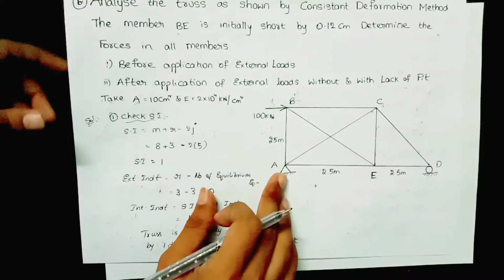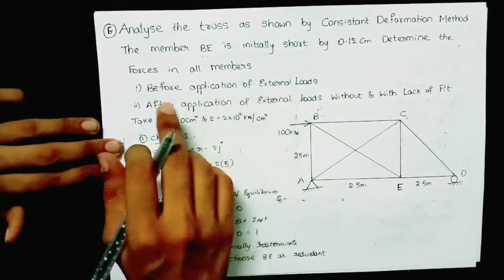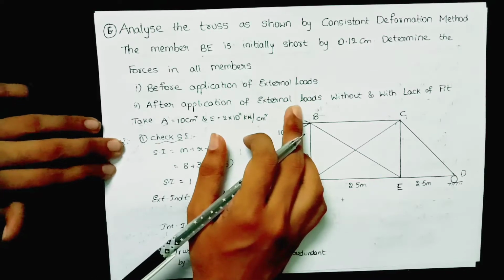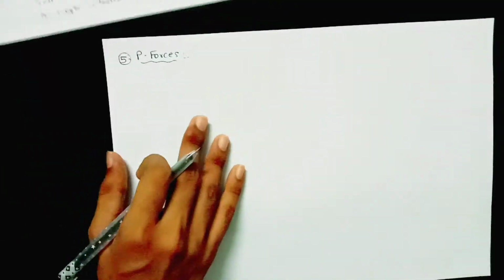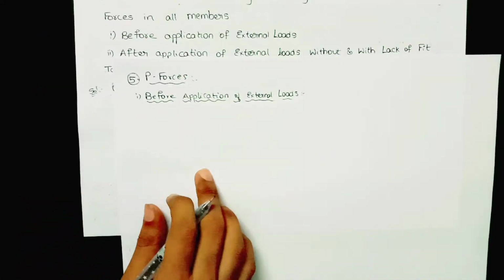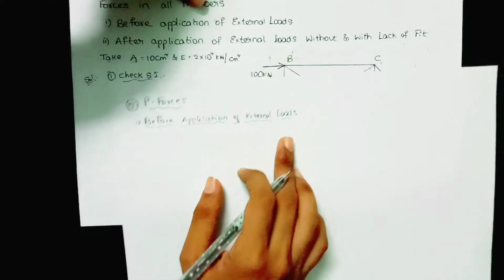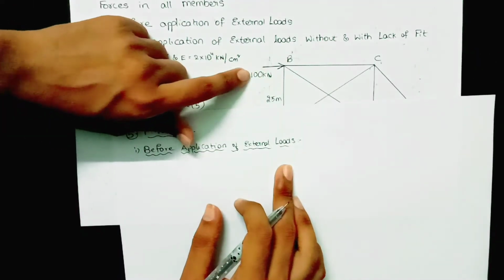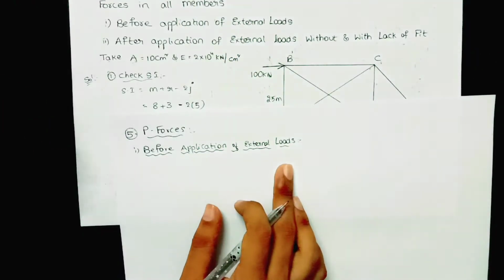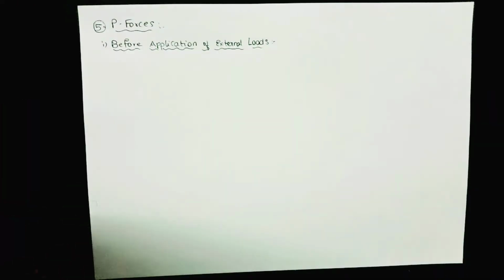In the question, it is asked to find out the forces before application of external loads and after application of external loads. First we will see the first one, before application of external loads. In the given question there is only one external load, so this external load is removed and we will calculate the forces in all the members. For calculation of the final forces, we have to draw one table.